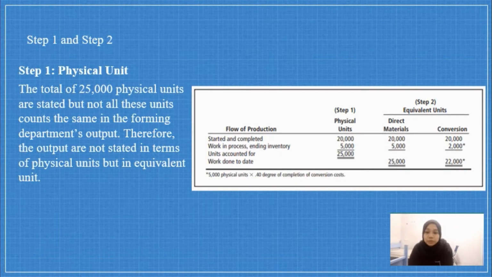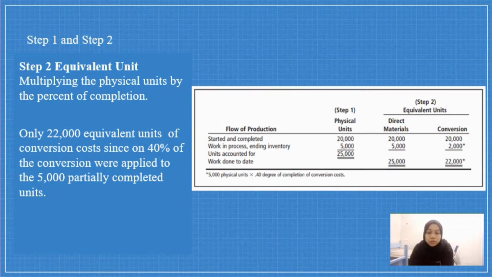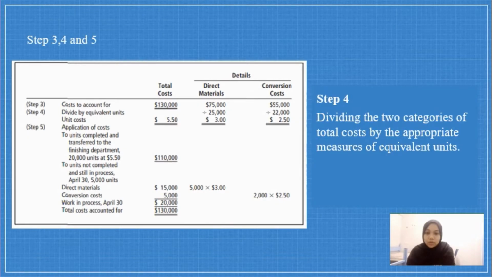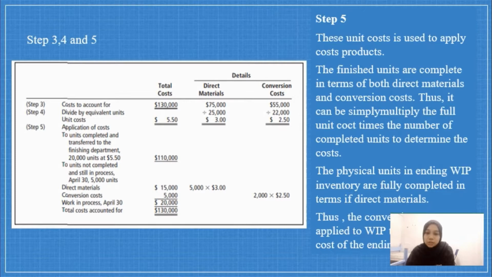Now to solve this problem, the first step is the physical units, where the total 25,000 are stated, but not all of these are counted in the following department output. It is stated in the equivalent units. To obtain that, the physical units are multiplied by the percent of completion, which is 40% of the conversion. Next is to summarize the total cost to account for, which is the cost applied to work in process. The fourth step is to calculate the cost per equivalent unit by dividing the 2 categories of total cost by the appropriate measures of equivalent units. And lastly, this unit cost is used to apply the cost to products.